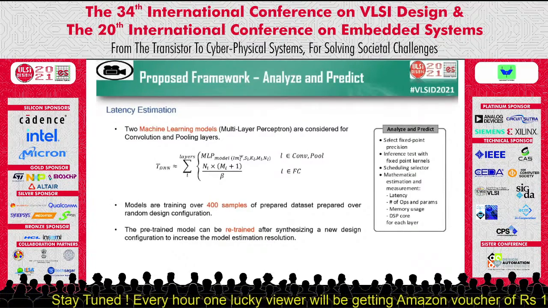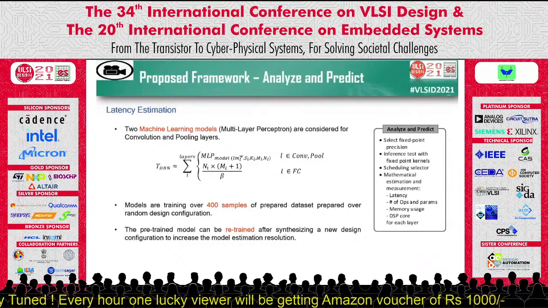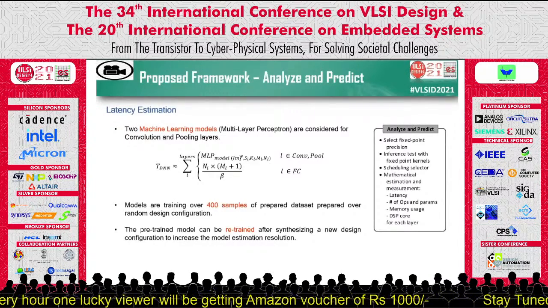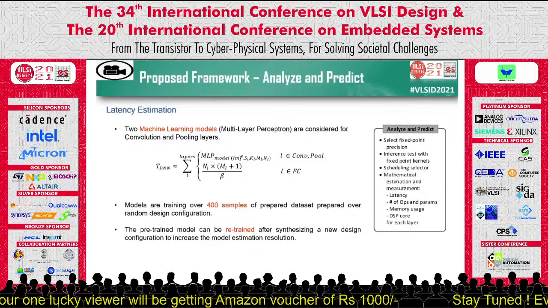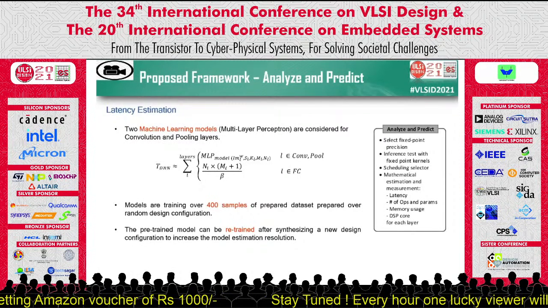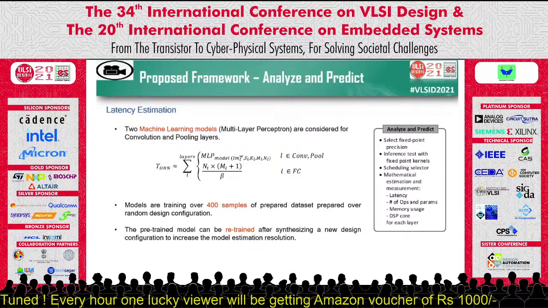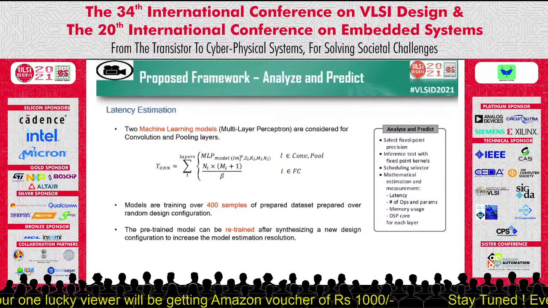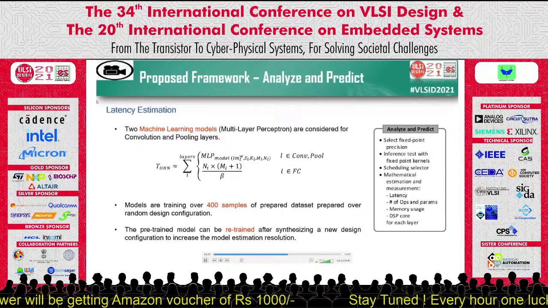Two multi-layer perceptrons are configured to model convolutional and pooling layers using the prepared dataset. The tool uses a cross-validation technique and shuffles the batches to train the model well. The pre-trained model can be retrained after synthesizing a new design configuration to increase the model estimation resolution.